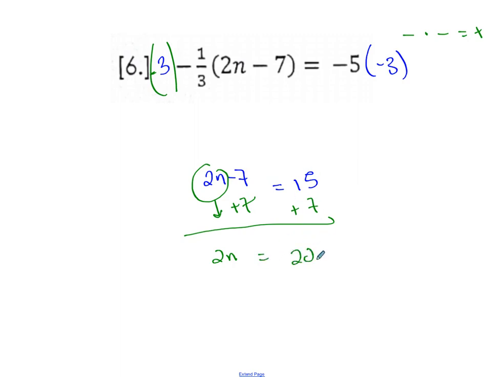15 plus 7, 22. 2n equals 22, so 2 n's have 22 units. How much does 1 n have? Yeah, divide by 2, because each n gets the same amount. 1 n is equal to 22 divided by 2, which is 11.